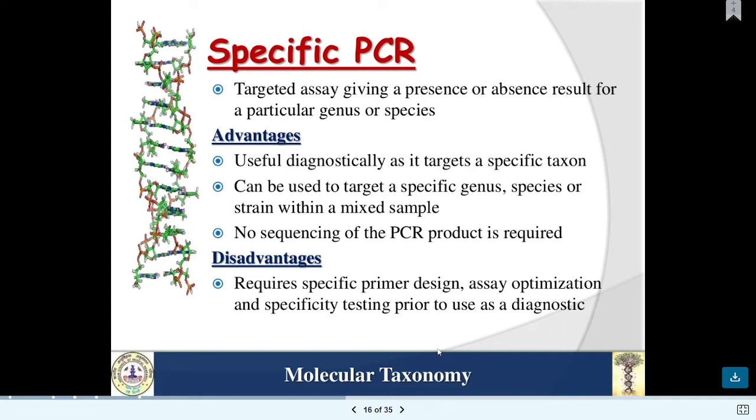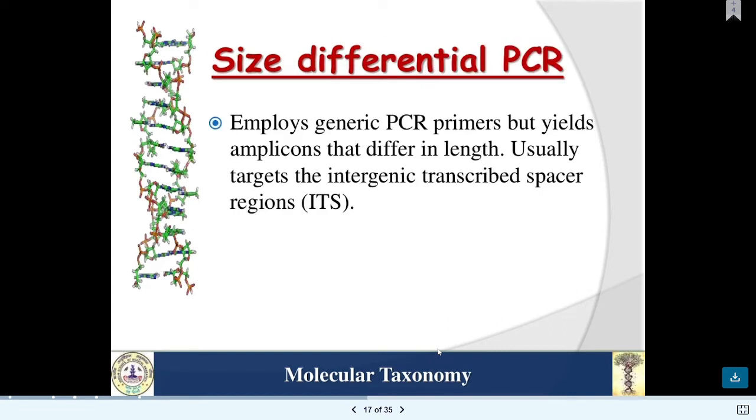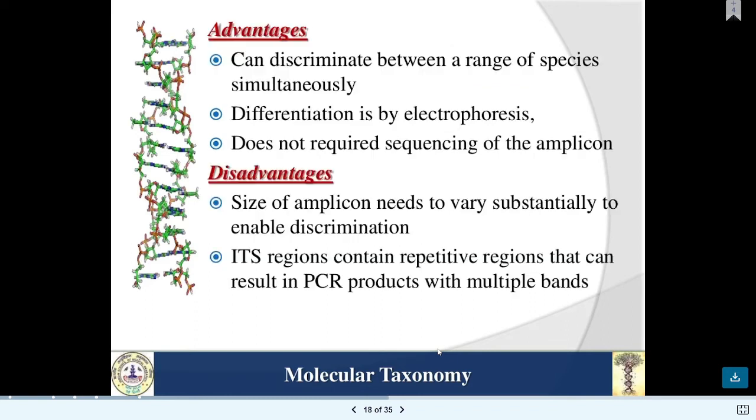Disadvantages: they require specific primer design, assay optimization is required, and specifically testing and prioritizing their use as diagnostic tools is very important. Then another is size differential PCR. Now what is meant by size differential PCR? It employs generic PCR primers but yields amplicons that differ in length, usually targeting the internal transcribed spacer region, which is called ITS.